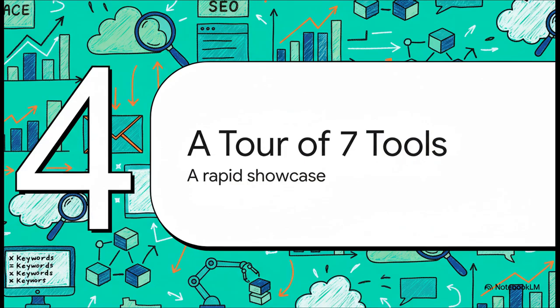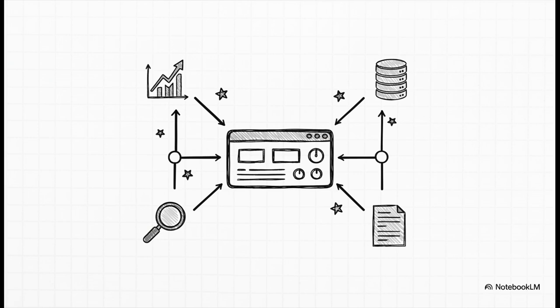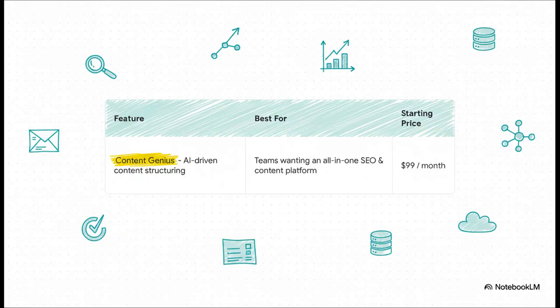All right, with that framework in mind, it is time for the main event. Let's kick off our tour of the 7 tools that were highlighted in the Search Atlas article. And we're starting with the source of today's explainer itself, tool number 1, Search Atlas. Now, Search Atlas is a little different from the others we'll see because it's not just an API, it's a whole integrated platform. Its standout feature is called Content Genius, which uses AI to help you outline and structure your articles. It's really built for teams who want everything, SEO, content, the whole shebang in one place.